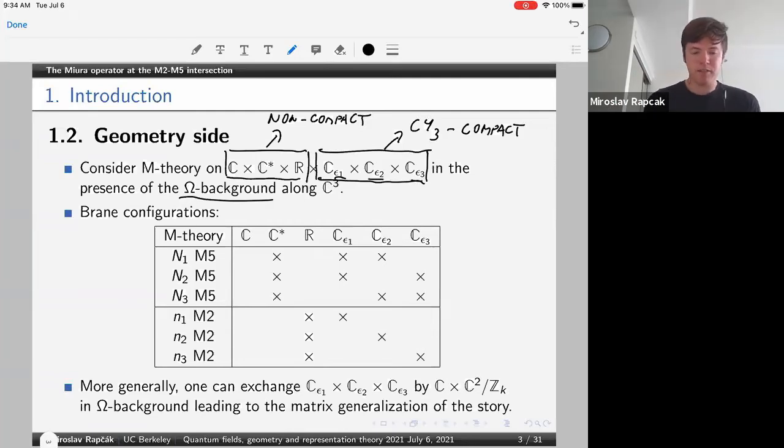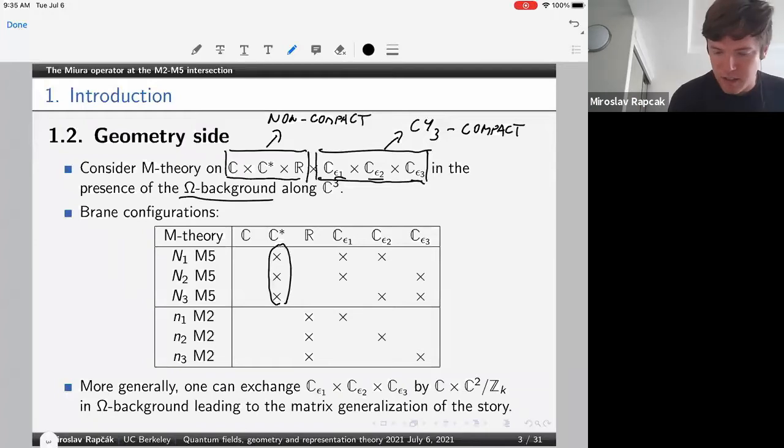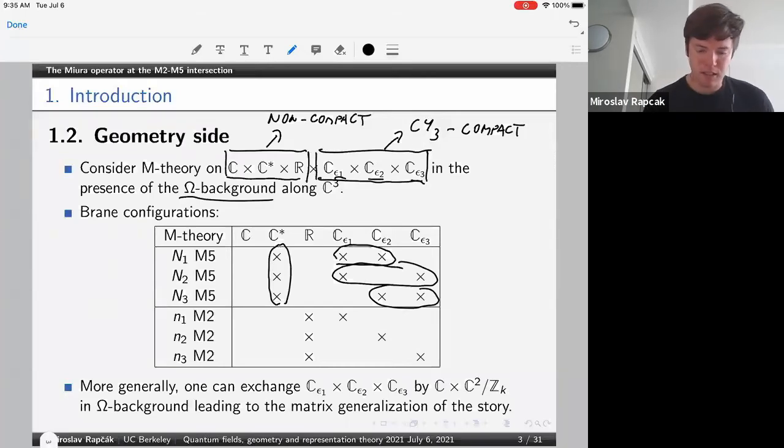According to the correspondence, different brane configurations in this geometry should lead to different representations. So let me now discuss a large class of branes that you can introduce in this geometry, such that you still preserve this torus action necessary for the omega background. First, you can introduce M5 branes wrapping the cylinder and having three possible orientations in the compact part of the spacetime. Let me introduce multiplicities: a stack of N1 M5 branes with one orientation, N2 M5 branes with another orientation, and N3 M5 branes with yet another orientation.